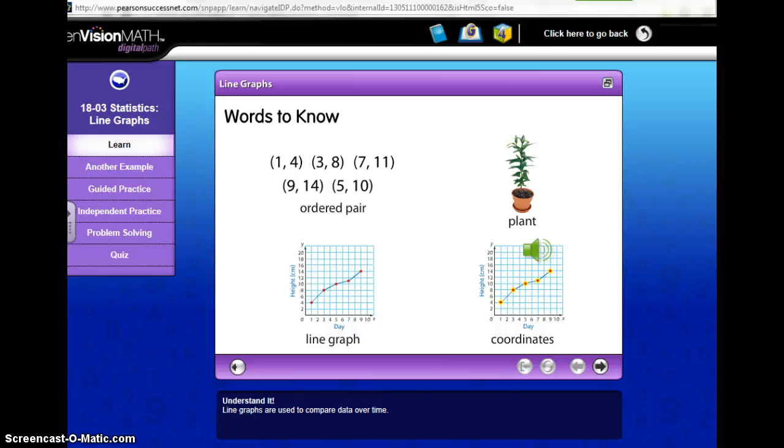So yesterday we worked hard on bar graphs, double bar graphs, and even some pictographs. Today our learning target is you are going to create and interpret line graphs, and you're going to use some ordered pairs to do that. You all know what ordered pairs are. You know what coordinates are, so that's going to help you.